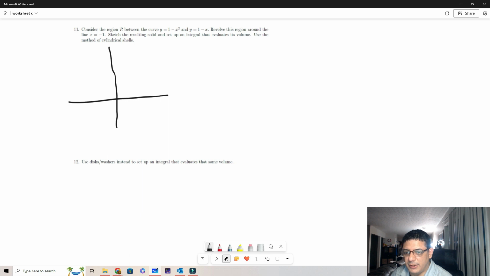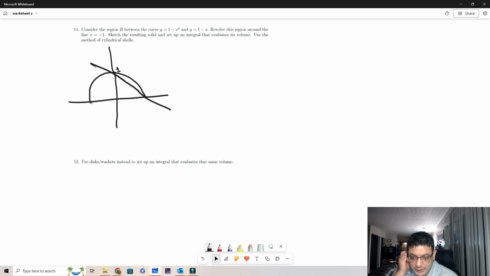So 1 minus x squared is pretty much like an x squared that is flipped, so minus x squared, but this 1 is going to make it go above. This is 1, and then 1 minus x squared is going to continue to be something like this, and then 1 minus x is a line that crosses here.